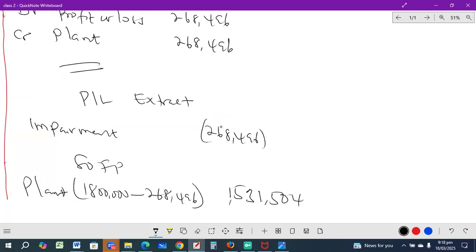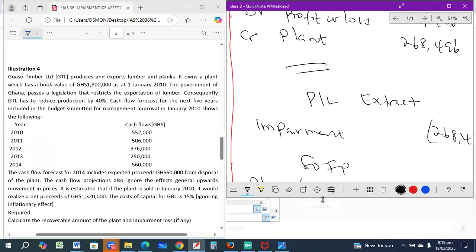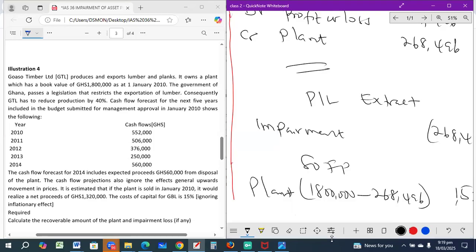Okay. So the next time that we meet, we are, sir. Please, I want to ask a question, but can you show the question so that I can ask? All right, senior. Please, the cash flow forecast for 2014 indicates expected proceeds. So in case the expected proceeds is in brackets, how will you treat that one?